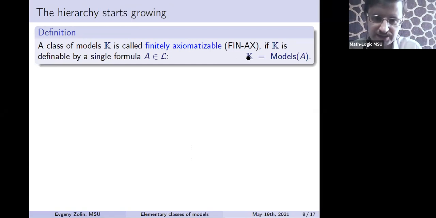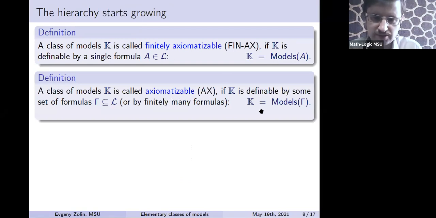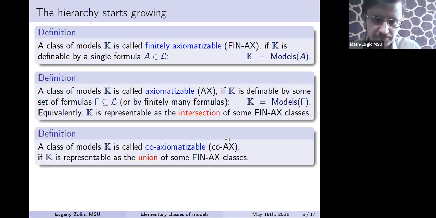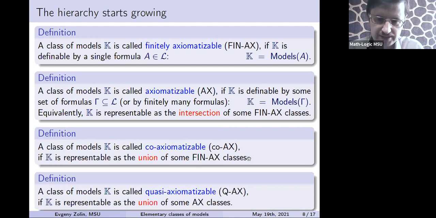So again, finitely axiomatizable classes are classes defined by one formula. Axiomatizable classes are defined by a set of formulas, or equivalently by an intersection of some finitely axiomatizable classes. Now, if we have intersection, let us take the union. And let us call a class of models co-axiomatizable if it is representable as the union of some finitely axiomatizable classes. So K is the union of Ki, where every Ki is finitely axiomatizable.